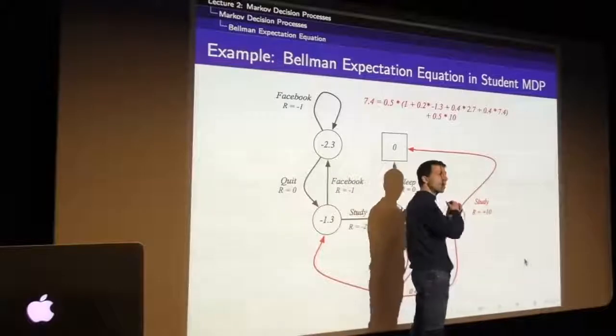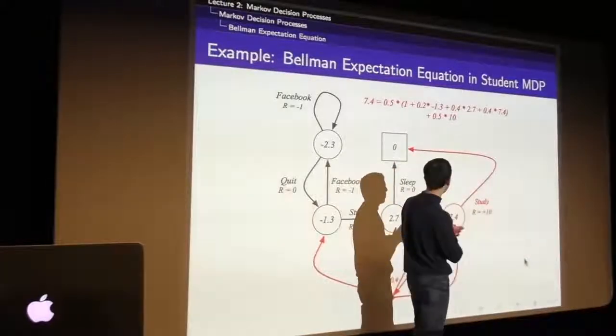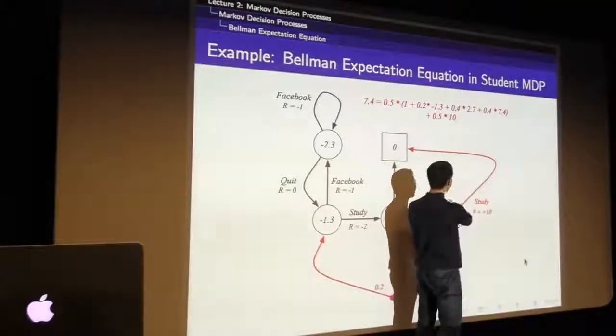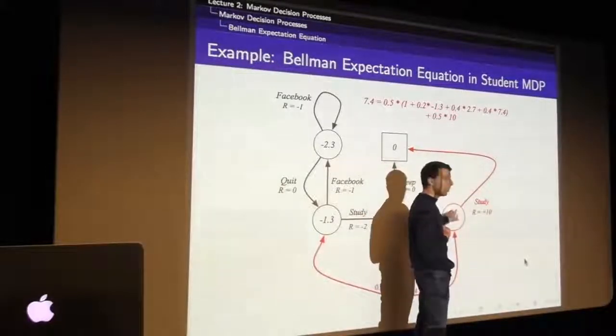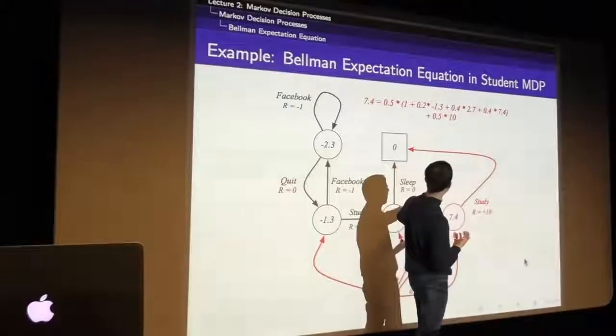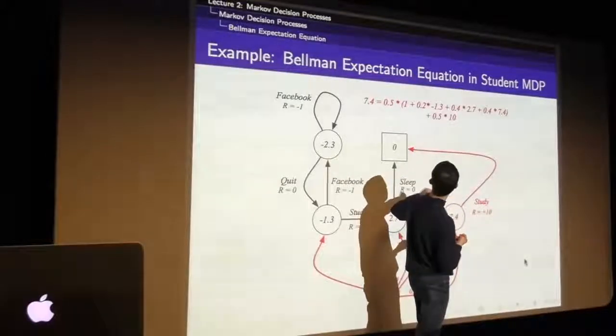Well, we can unroll, we can do our look ahead. And what we're going to do is our look ahead for the state value function here. So we're saying the state value function of 7.4 is equal to all the things which we might do from there.